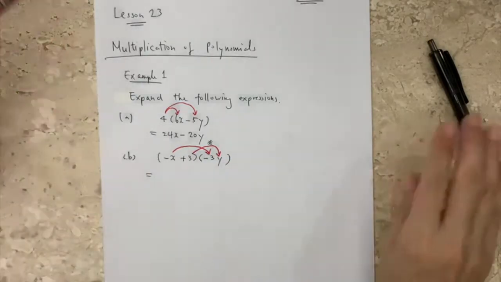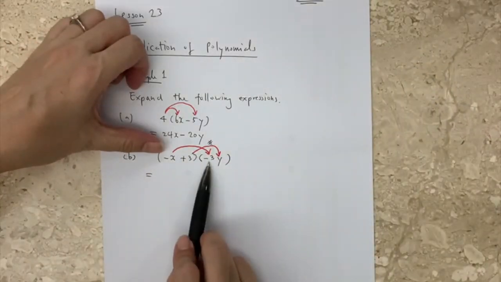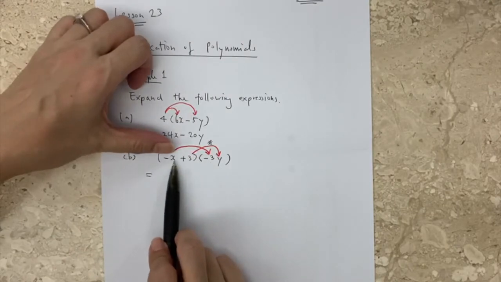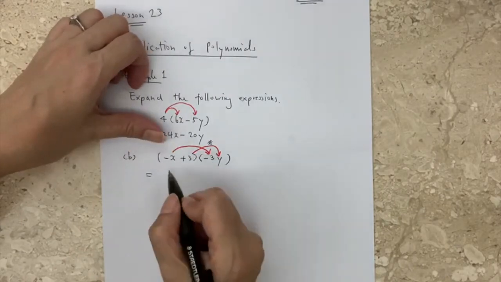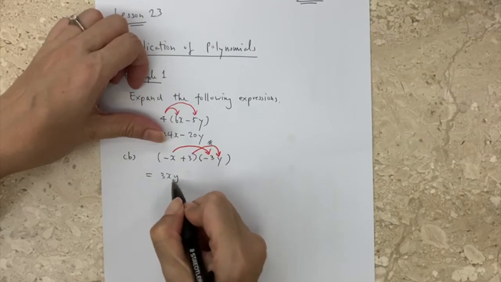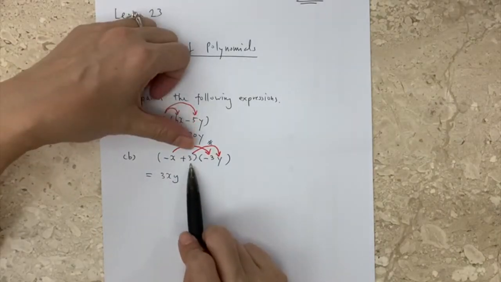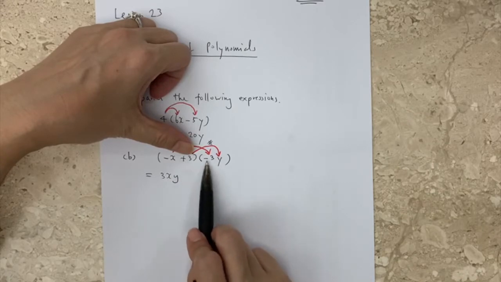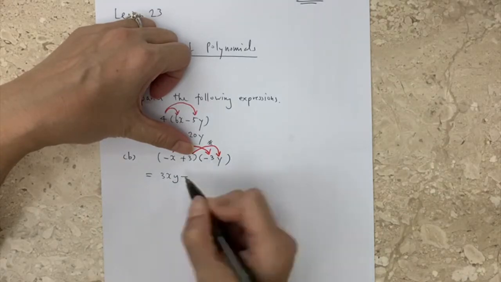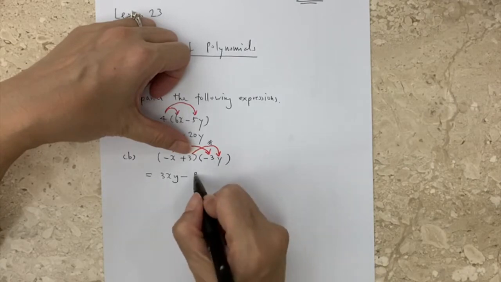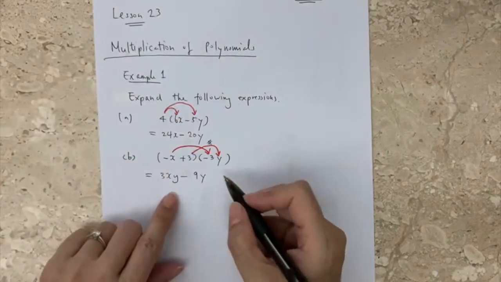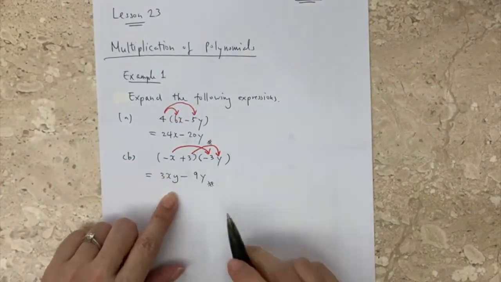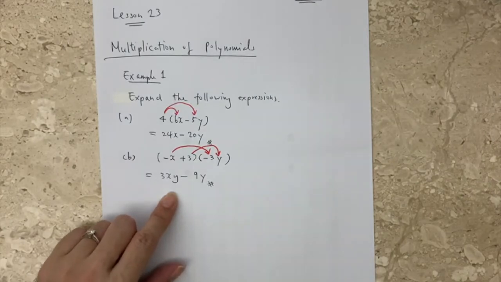Alright, so what is the answer to that? So minus times minus becomes positive. So x times 3y, so we have 3xy for the first term. And then the second term, that is 3 times minus 3y. So this is plus, this is minus, so it will be minus. And then 3 times 3 is 9y. So this is how we do expansion, which is the same as multiplication of a polynomial.